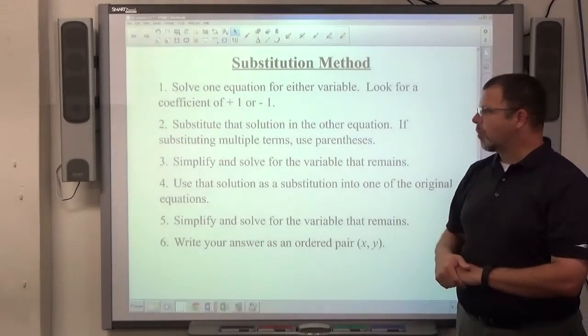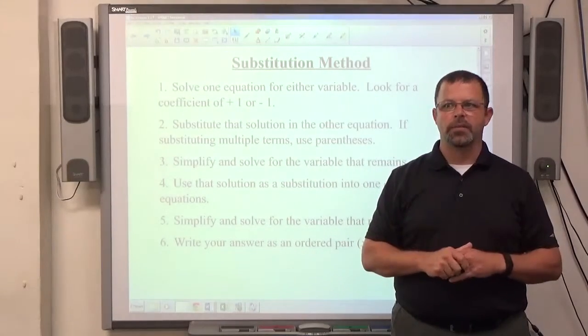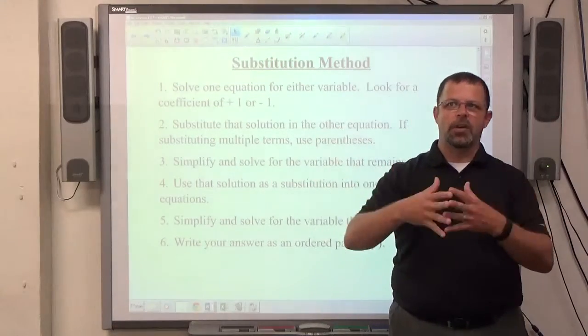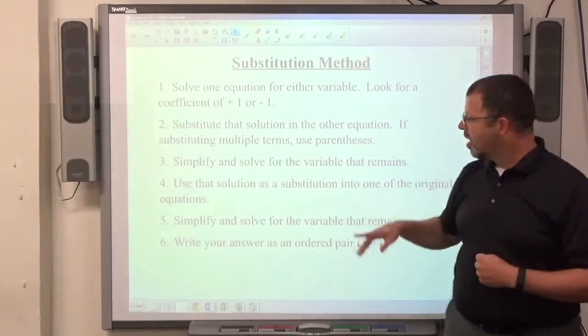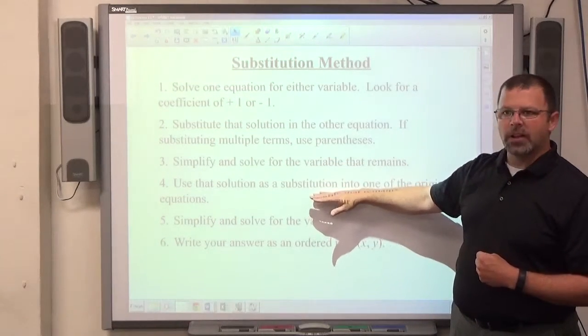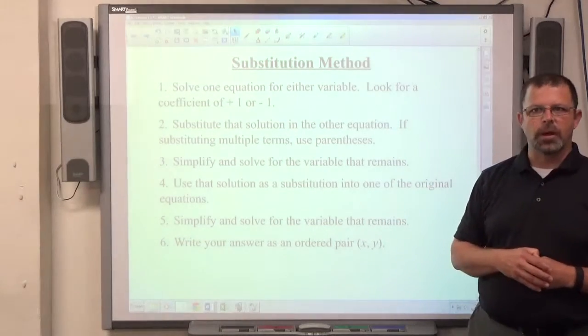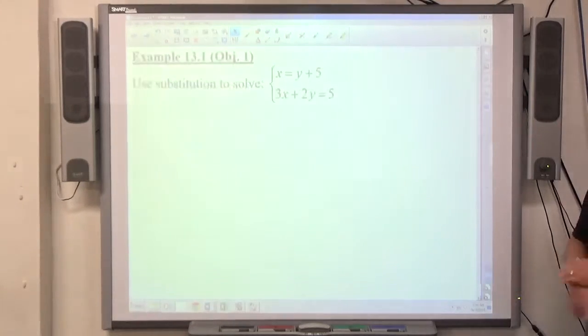Simplify and solve for the variable that remains. So once you change x to some y expression, you can have a bunch of y's, solve for y. Or if you change y into an x expression, you have a bunch of x's, solve for x. Once you get that answer, use that answer to get the other answer, x and y. And once you have both of them, you write your answers in ordered pair x, y. All right, so that's what we're doing here.